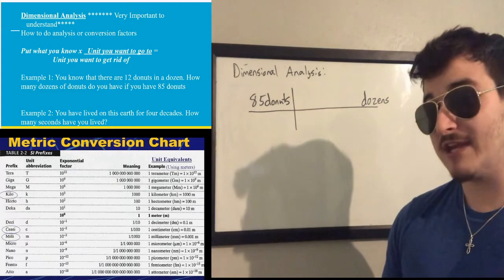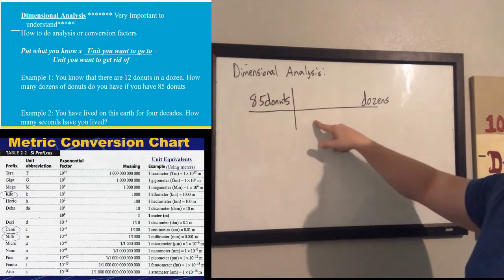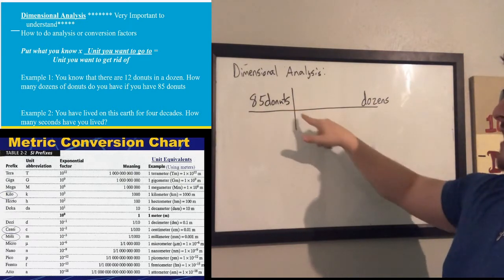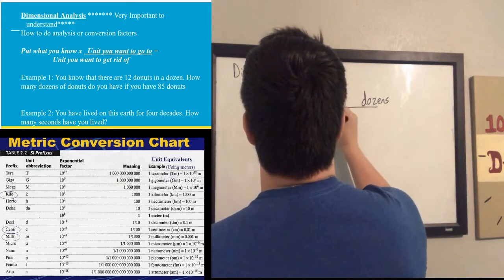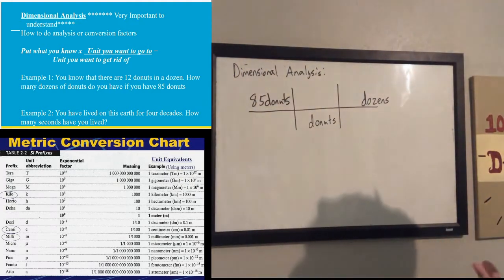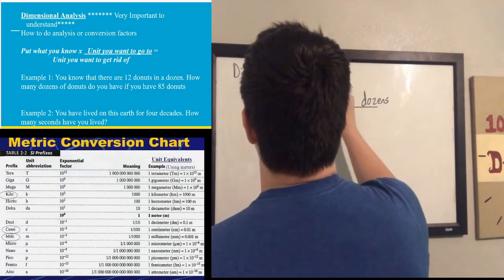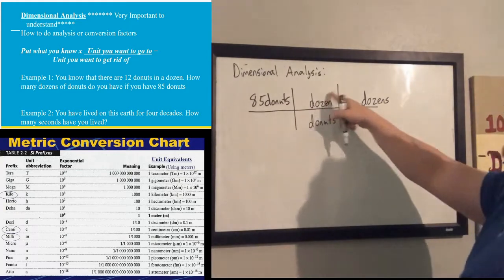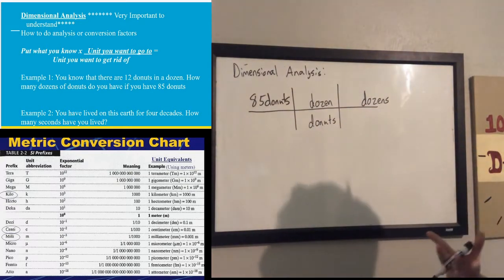How do you get rid of something in a fraction? You put the same thing on the top as you do on the bottom. So what I need to do is I need to have donuts on the bottom. And what do we know about donuts? Well, we do know how many donuts are in a dozen. So dozen is going to go up top. And I know they're not exactly written correctly, dozen versus dozens, but that is the same unit, correct? So we're canceling out donuts.